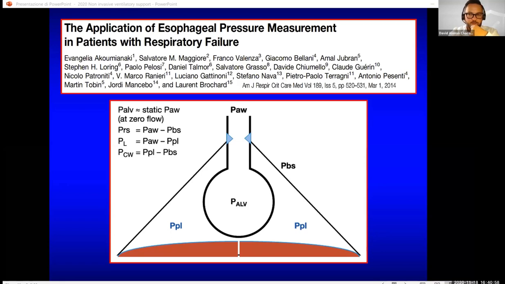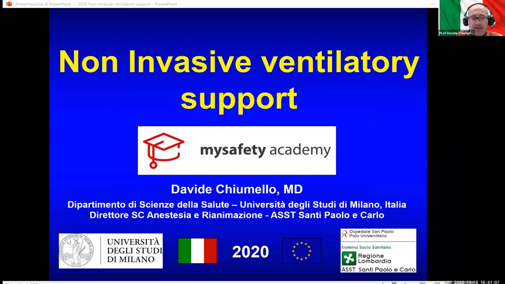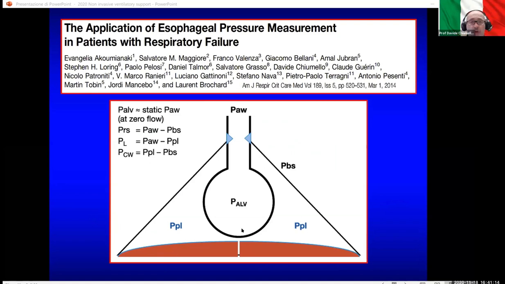Yeah. Okay, so here in this scheme is how the respiratory system is made. The respiratory system is composed of the lung and the chest wall. In passive condition, when we inflate the respiratory system by mechanical ventilation, applying, for example, an increase in airway pressure, this increase in airway pressure is spent to inflate the lung and to inflate the chest wall. What inflates the lung is the transpulmonary pressure, so the pressure inside the alveoli and the pressure outside the alveoli, the difference between the two.